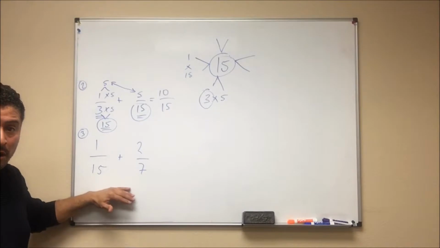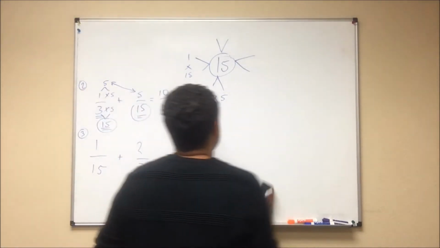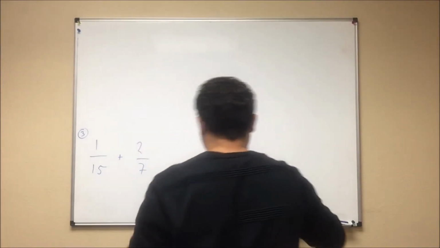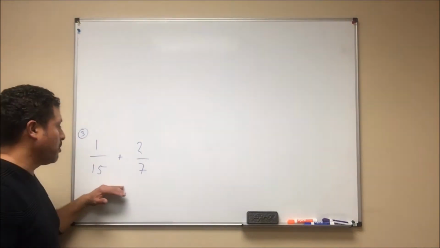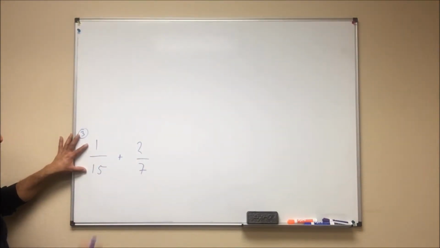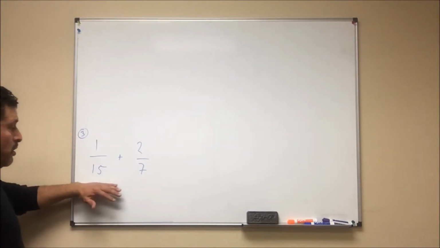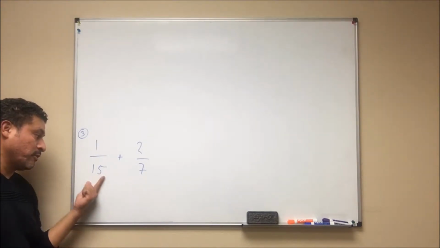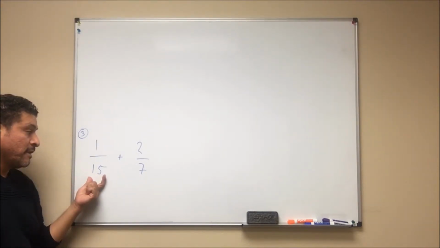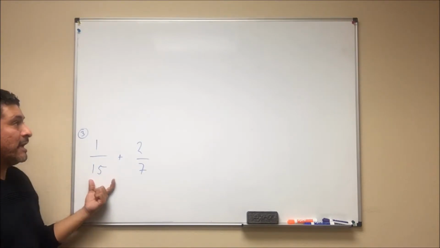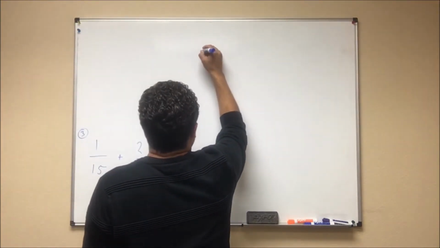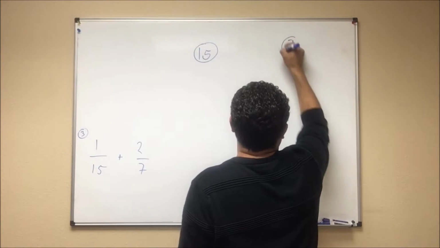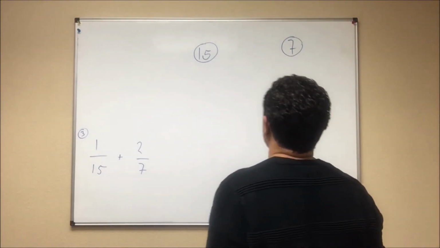Let's go to a little bit more complicated problem over here. Now the last problem is a little bit more complex. It's 1/15 plus 2/7. Okay, so we have two different numbers, and I can tell right away that 7 is not a multiple of 15. Therefore, in this case, I have to write both numbers. So I'm gonna have to write 15, and you can write it in a circle too, and you can write 7. And you gotta find the lowest common multiple.